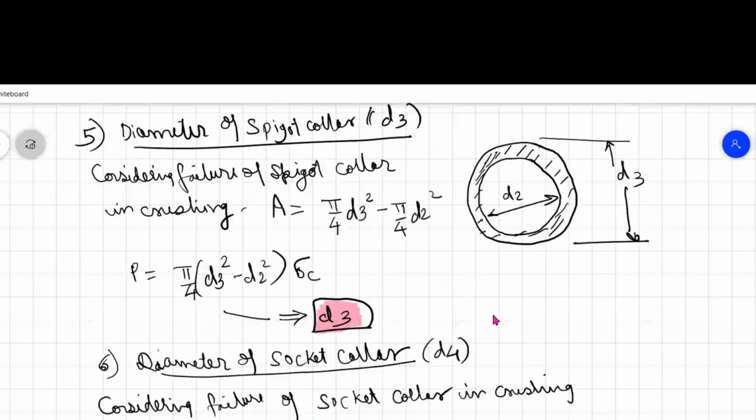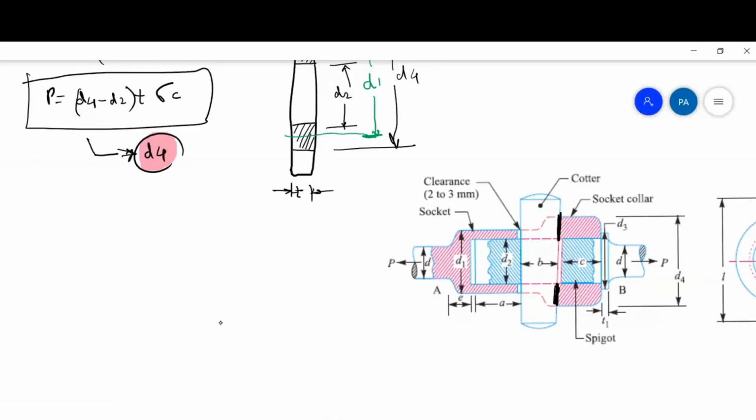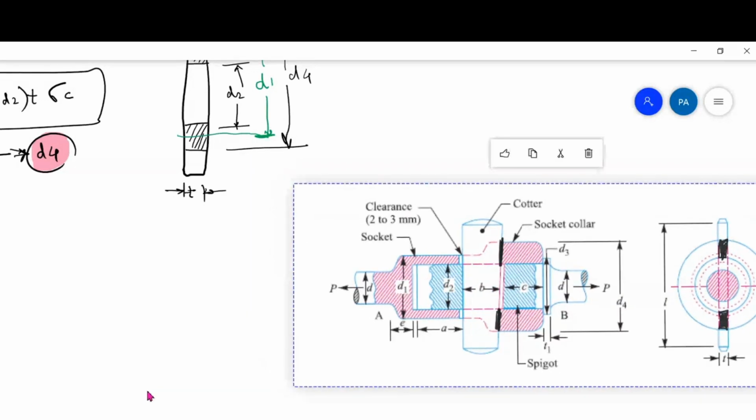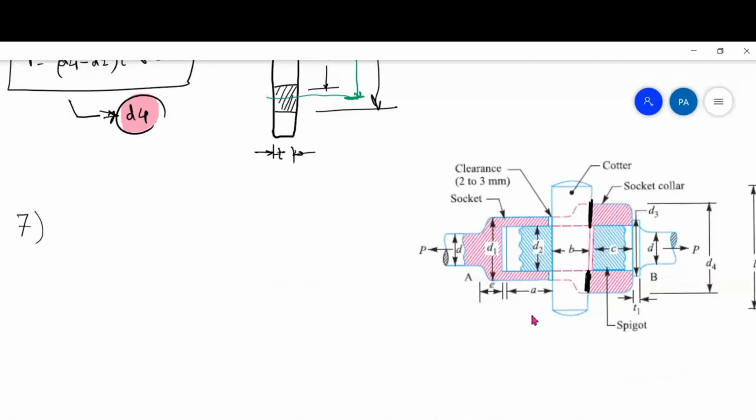So we have found now the diameter of socket collar also. Next we will find the other parameters. Now all other failures are in shear. So to understand how it fails in shear, see now, you can see this sketch, this A, then this B, then this C, and this T1. A, B, C and T1, all these fail in shear.